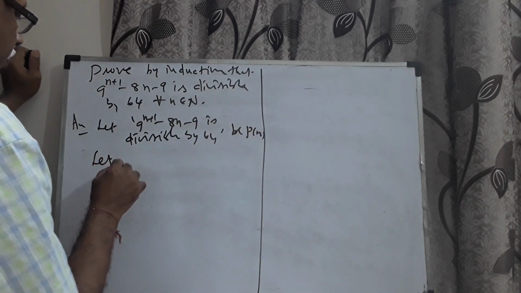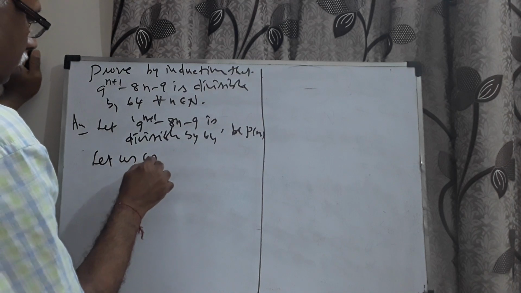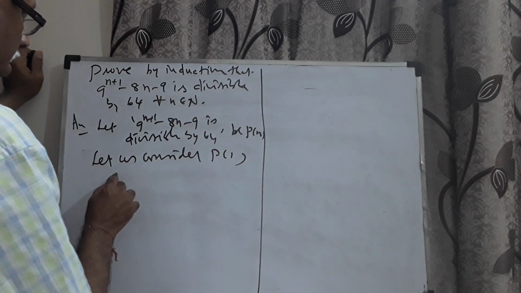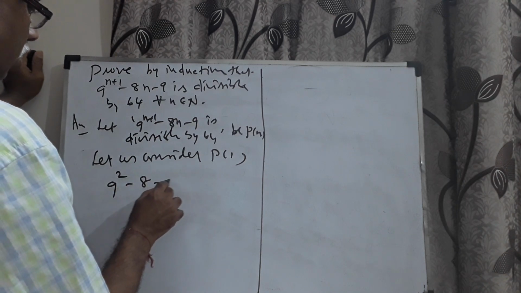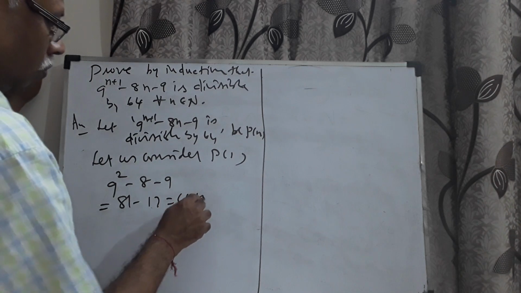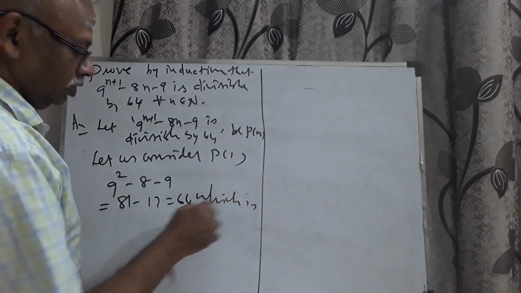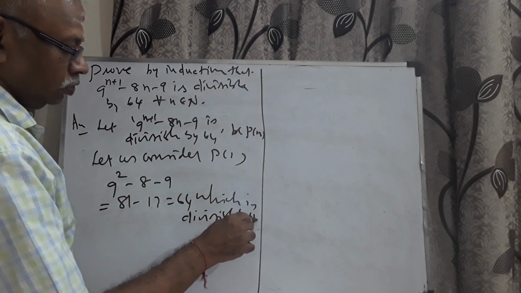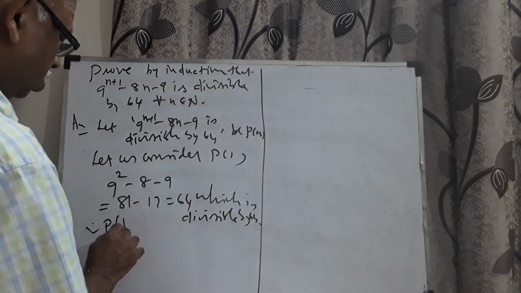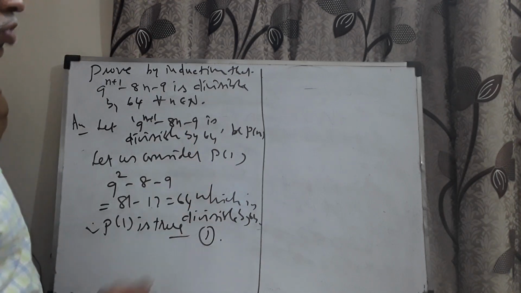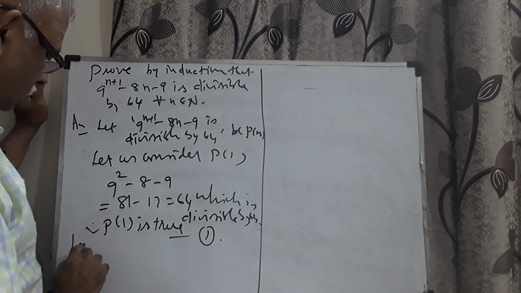Okay, let us consider P of 1. 9 square minus 8 minus 9, which is 81 minus 17, 64, which is divisible by 64. Therefore, P of 1 is true. I am able to prove the result is true for the first natural number 1.